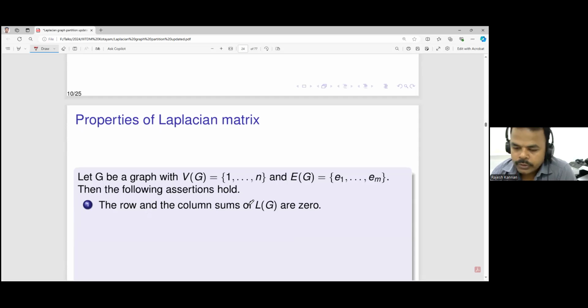So if you're attentive enough, then you can say that the Laplacian is always a singular matrix. So L of G, if I multiply it with the all ones vector, then I will get 0 times the all ones vector. That is the eigen equation corresponding to the eigenvalue 0. The all ones vector is an eigenvector corresponding to the eigenvalue 0.